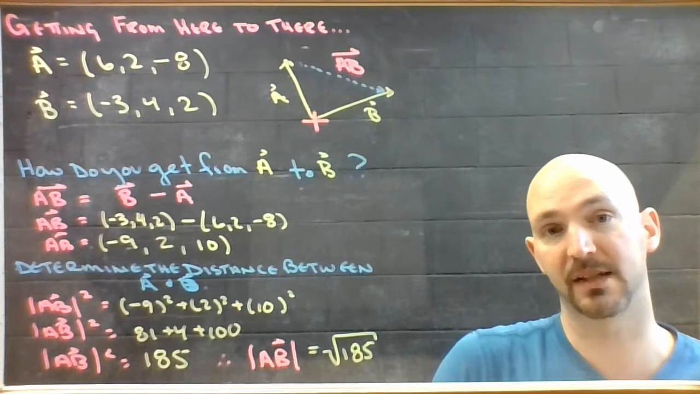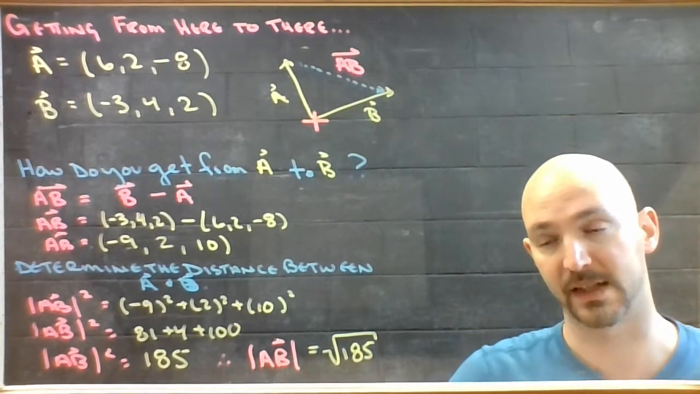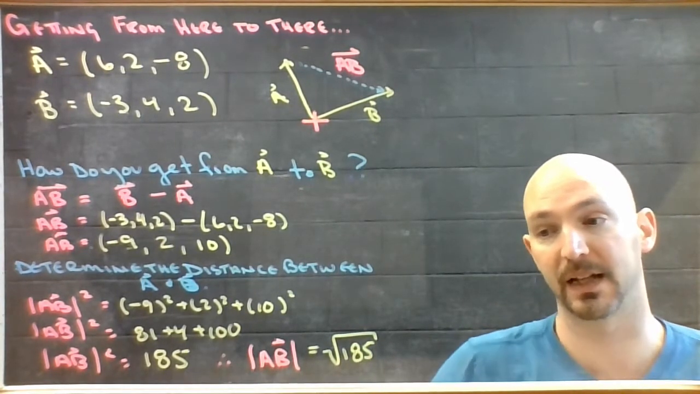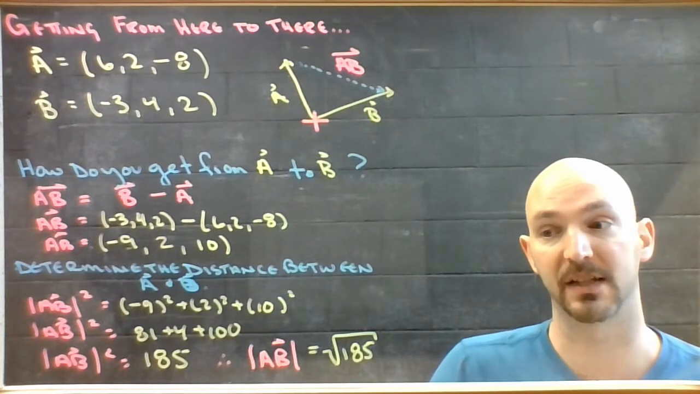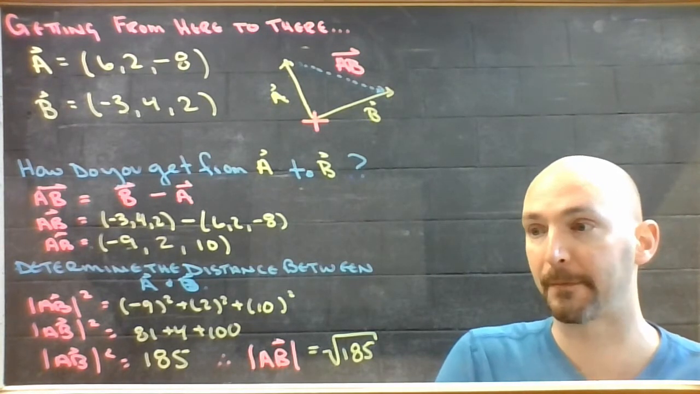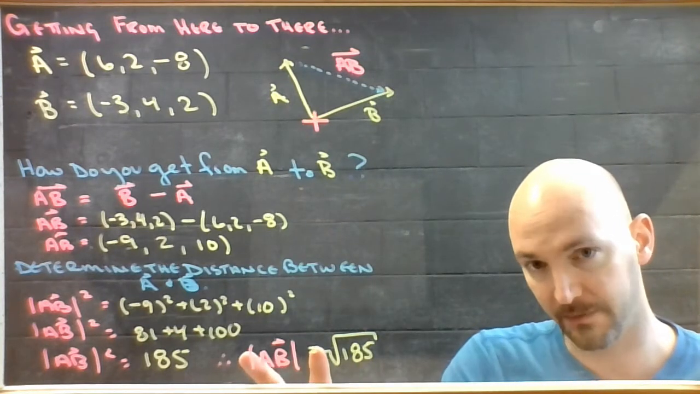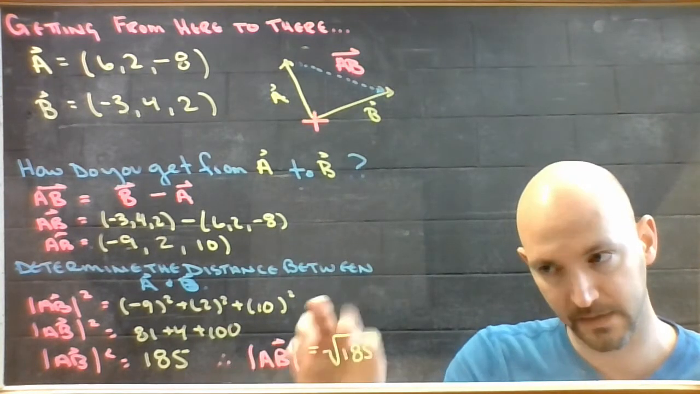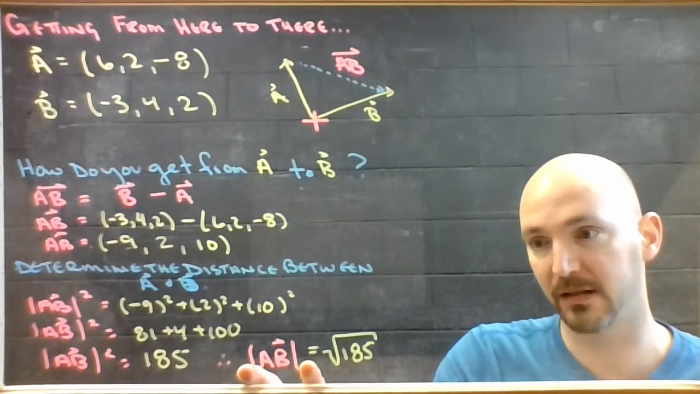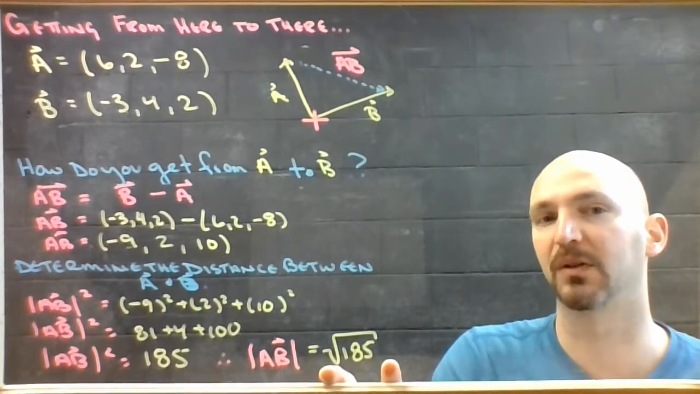And as we discussed in the last section, this is a perfectly acceptable answer. You don't need to evaluate that as a decimal. You can just leave it in the radical form. So determine the distance between A and B. This little block here of symbols says the distance between A and B is the square root of 185.